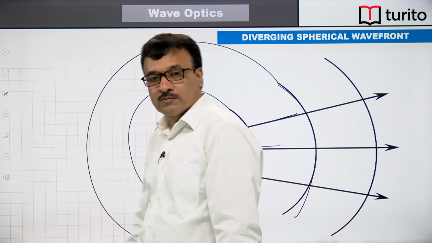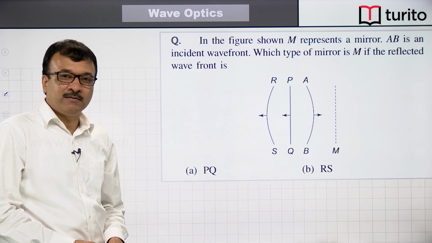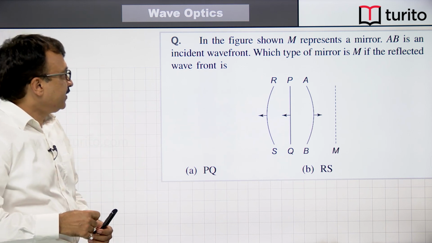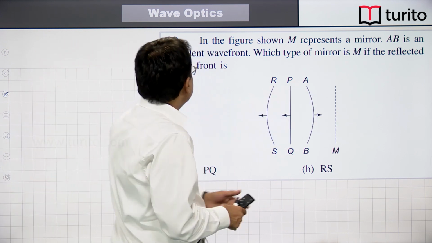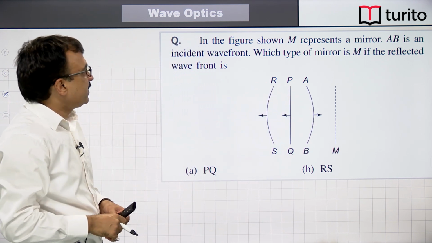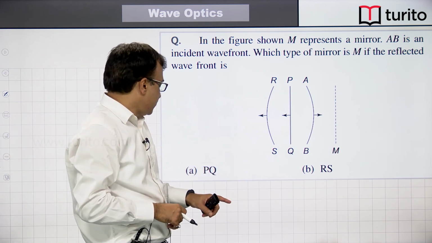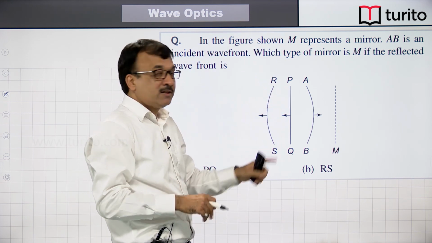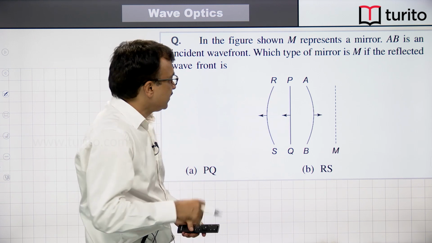and if you got it properly, then you can solve this problem. So, try to solve it. The question says, in the figure shown, M represents a mirror. So, M is the mirror, AB is the incident wavefront. Which type of mirror is M if the reflected wavefront is PQ? After reflection, if the shape of the wavefront is PQ, that is a plane wavefront.